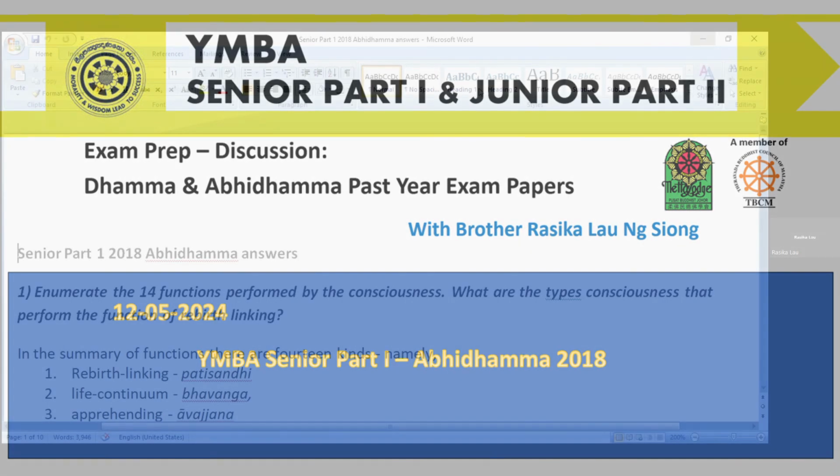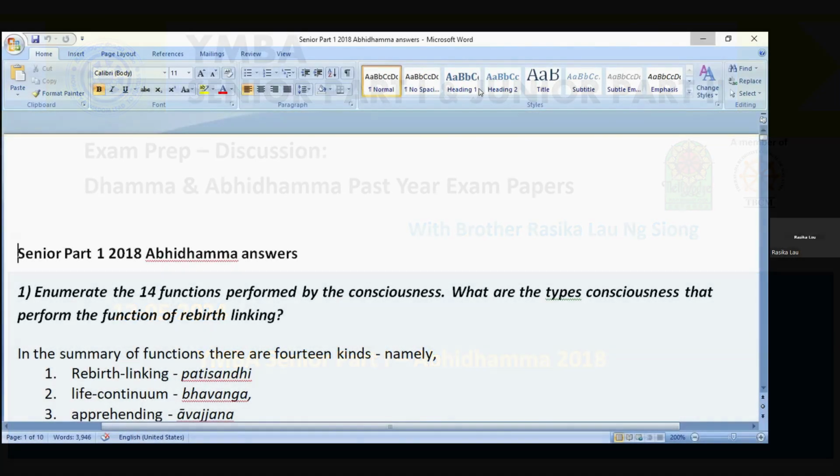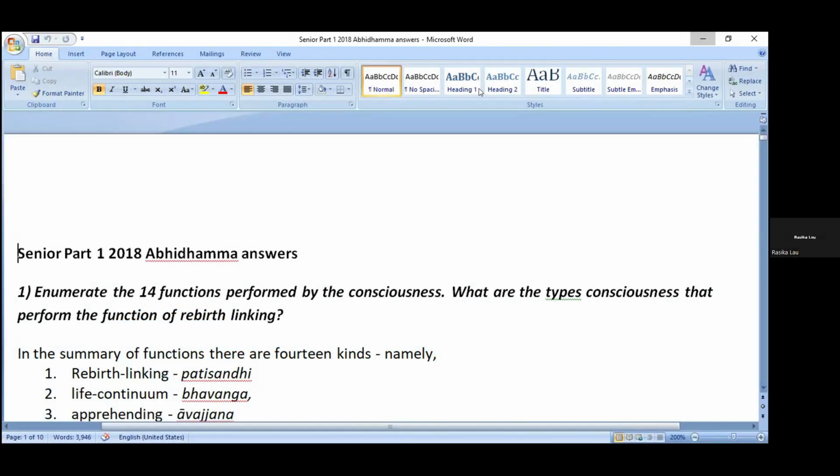Today we are covering the session we missed last session. Okay, we look at Senior Part 1, Abhidhamma, year 2018. Everybody can hear me? First one, enumerate the 14 functions performed by the consciousness.